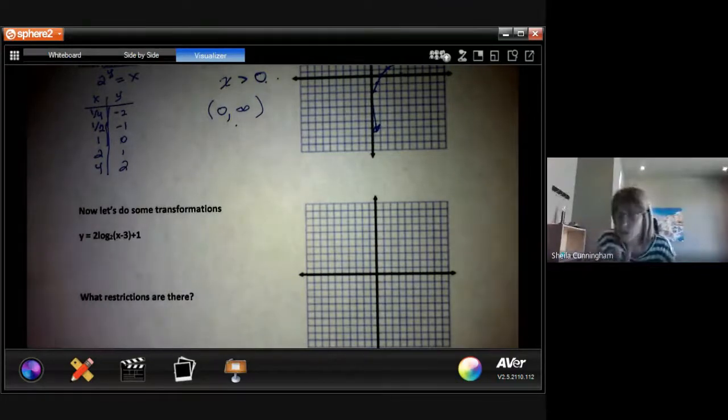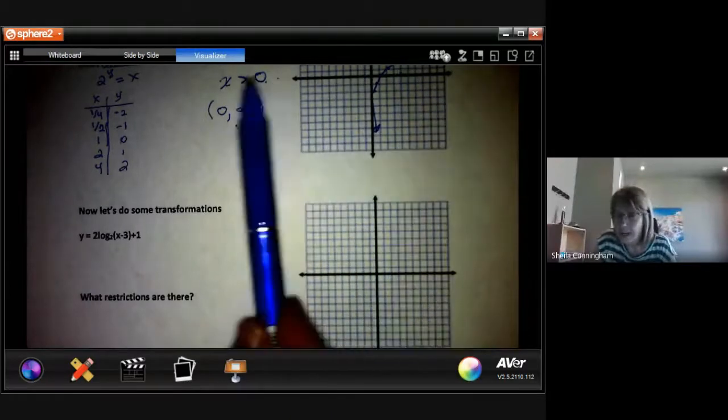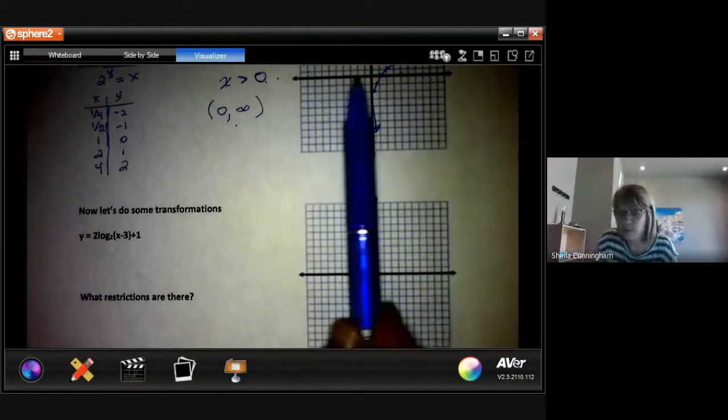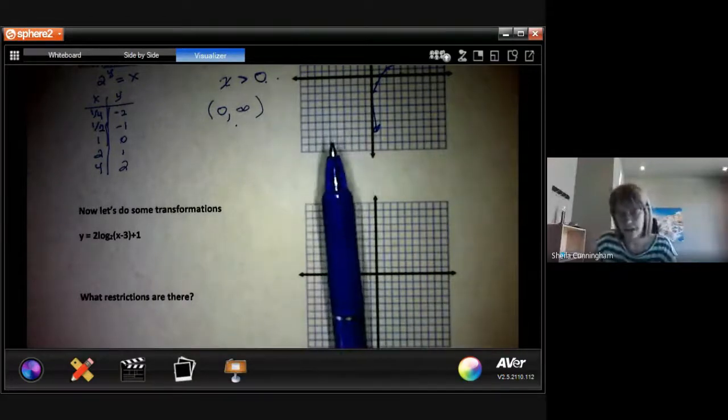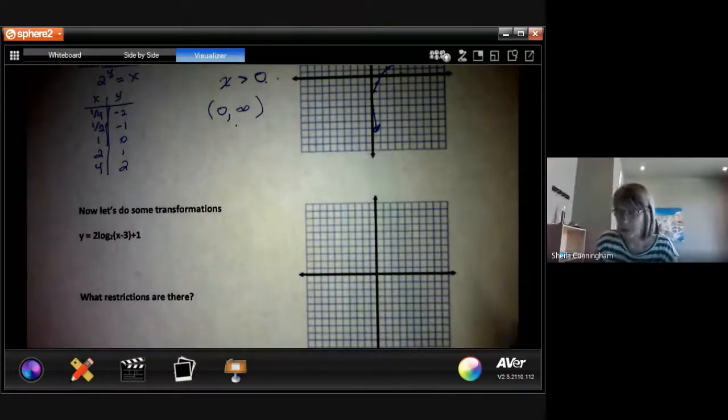More or less, what's going to affect our x values? Because that's the piece, right? It's about whether this graph shifts left or right. Is it going to move in that direction? Because if it's going to move left or right, that's what's going to affect our restrictions. So in this instance, what's happening here? Am I going to move left or right? And how do I know what I'm doing in this one?